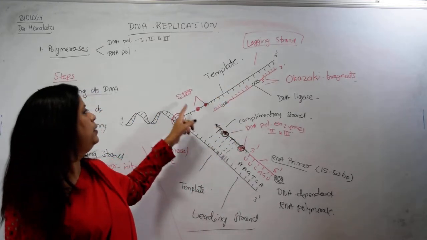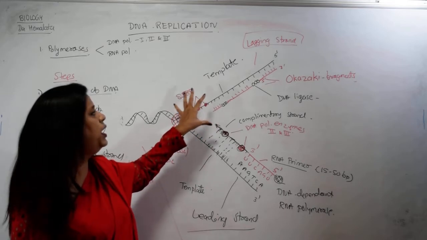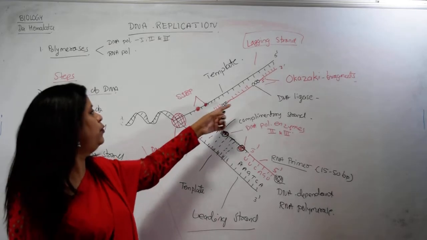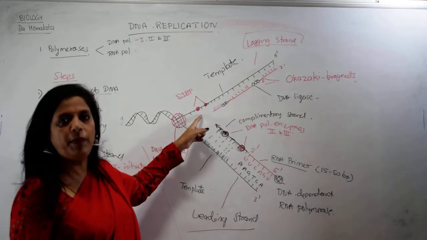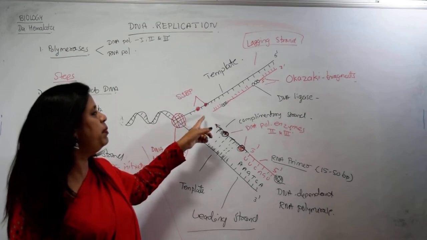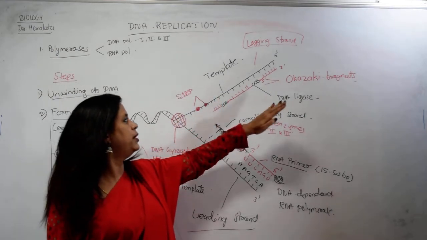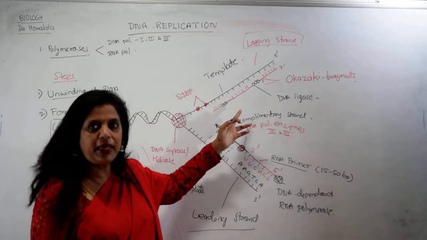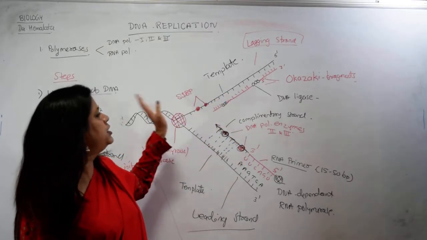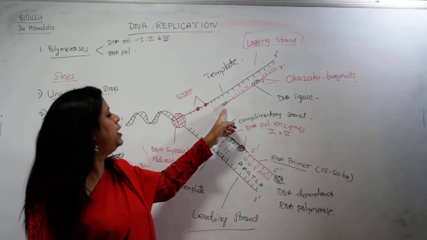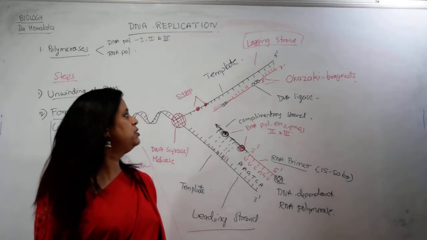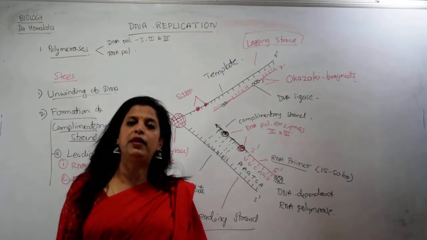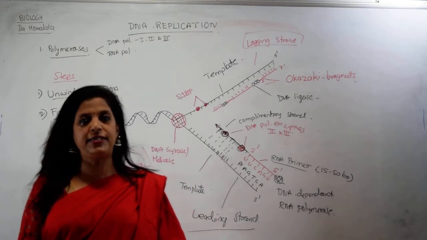Till they bind here, single strand binding proteins will stabilize every strand, so that newly entering strands, before they enter, should not undergo base pairing. Therefore, SSBP will be binding. Once Okazaki fragments attach and form a complementary strand, this is called the lagging strand, then the SSBP will be removed. Now the gaps left between Okazaki fragments are filled up by addition of complementary nitrogen bases with the help of DNA ligase enzyme.